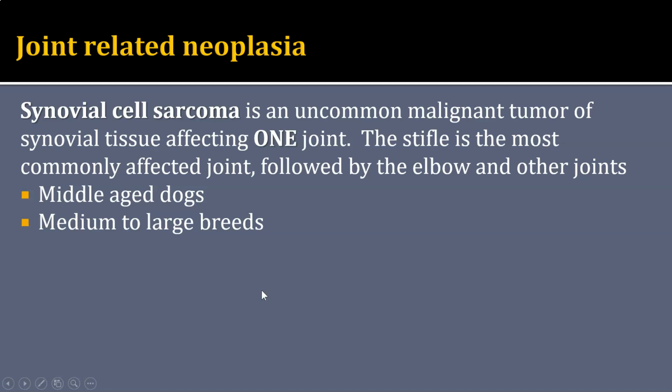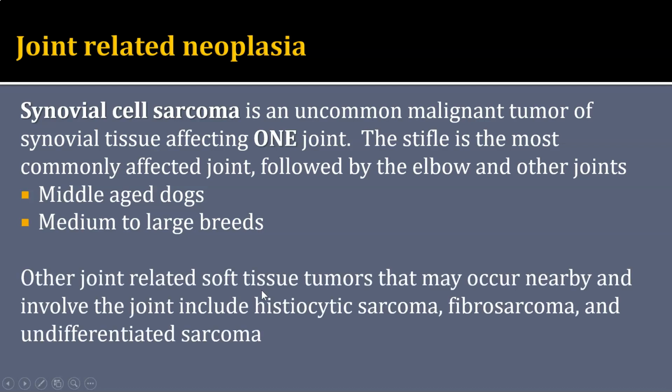It is of the synovial tissue, and unlike the other disorders that we've talked about, this is going to be monarticular. It will only affect one joint. The stifle is the most commonly affected joint, followed by the elbow, and then other joints can also be affected. The joint-related synovial cell sarcoma occurs most commonly in middle to older age dogs and more commonly in medium to large breed dogs. Again, it is one joint affecting one joint.